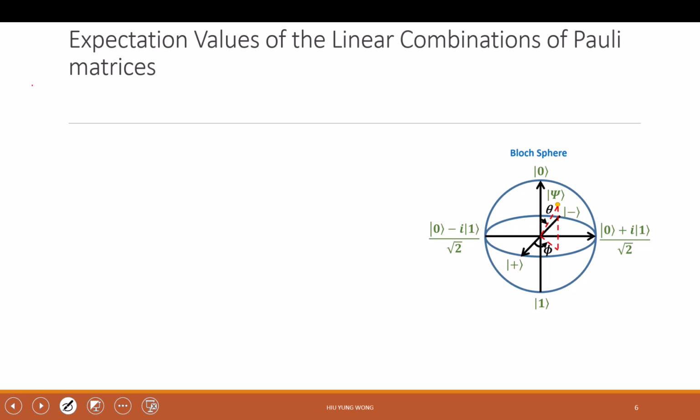Pauli vector. We discussed this before, but maybe you forgot. The Pauli vector turns out to be sigma x, sigma y, sigma z. You might say, wow, what is this? This is a column vector, right? But what is sigma x, sigma y, sigma z? They are matrices.